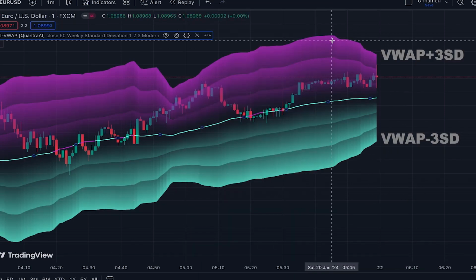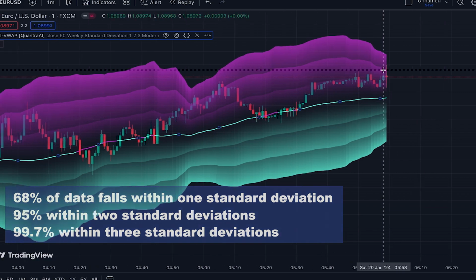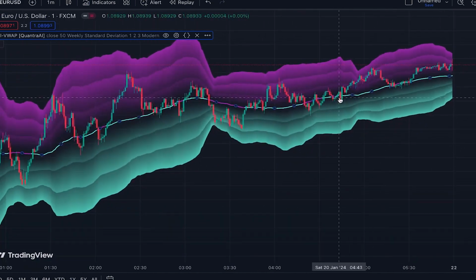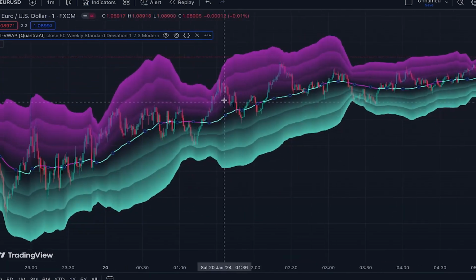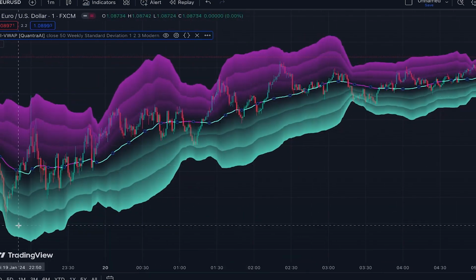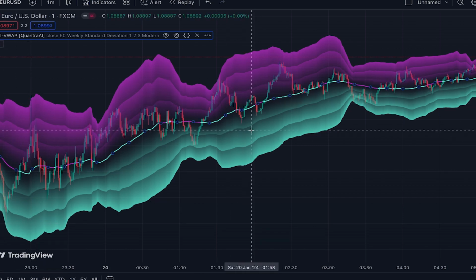Based on statistical principles and probability distributions, 68% of data falls within 1 standard deviation from the VWAP line, 95% within 2 standard deviations, and 99.7% within 3 standard deviations. So in times that the price reaches or goes beyond 2 standard deviations, most of the time we have a reversal of the price, as you can see. And when the price reaches or goes beyond 3 standard deviations, it's considered very rare and unsustainable, and we have a higher probability of reversal or momentum slowdown to get back to a sustainable level.